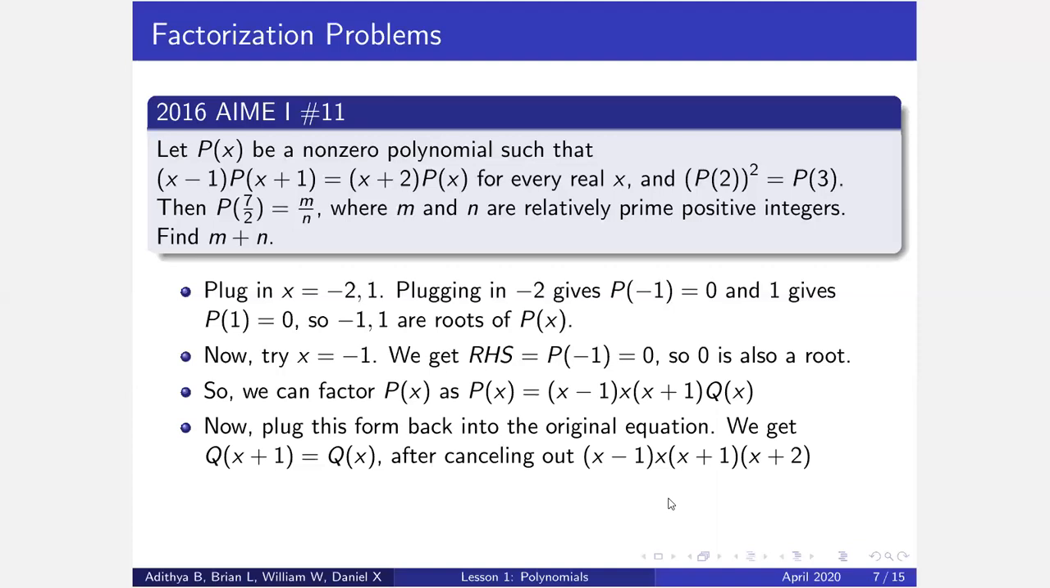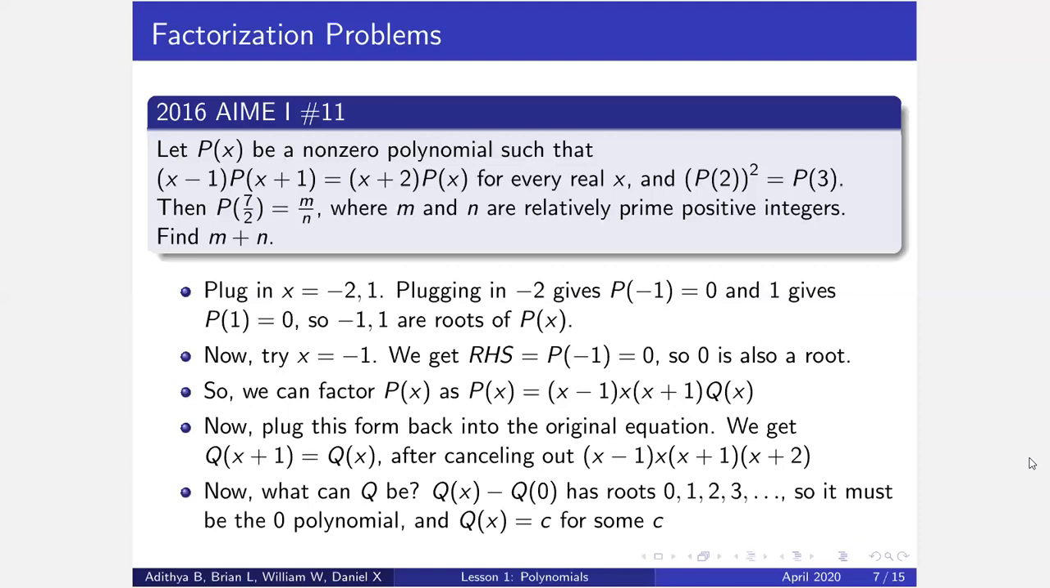If we think about it, q of 0 has to equal q of 1, which has to equal q of 2, which has to equal q of 3, and so on. So q of x minus q of 0, for example, has infinite zeros at all integers, so it has to be exactly 0. So q of x always has the same value, and we can write q of x equals c for some c.